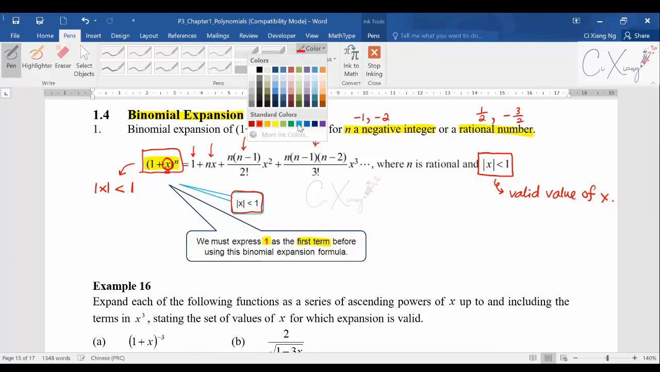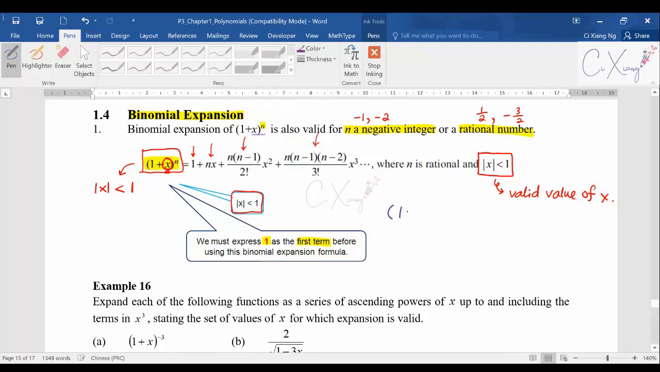As an example, let's say I have one binomial expansion formula, (1 + x/2)^n. What is the valid value of x for this binomial expansion? It will be modulus x over 2 smaller than 1. Modulus 2 is still 2, right? So you can bring it over, and it becomes modulus x smaller than 2. This is how we write out the valid value of x. That means if later they want you to substitute some value into x, you cannot substitute a value of x where modulus x is not less than 2.